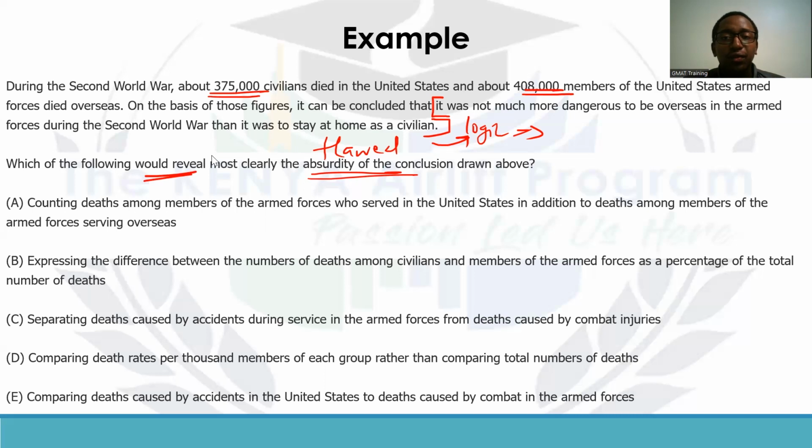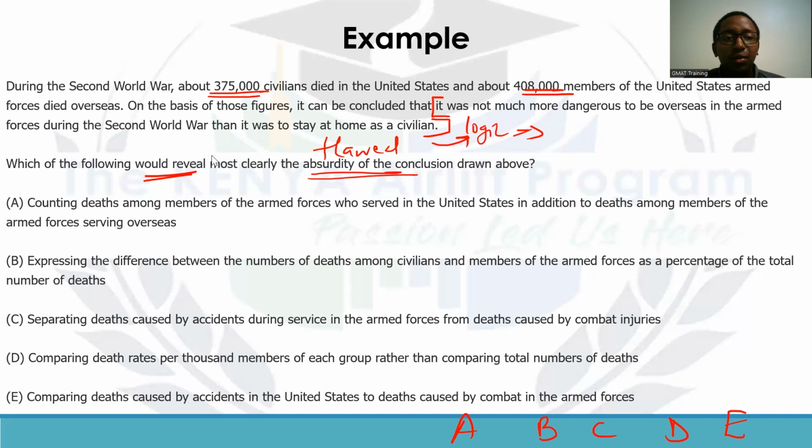So kind of like an experiment or something that could be done to prove or to reveal that this conclusion is flawed. So we can go ahead to our answer choices. So A, counting deaths among members of the armed forces who served in the US in addition to deaths among members of the armed forces serving overseas.